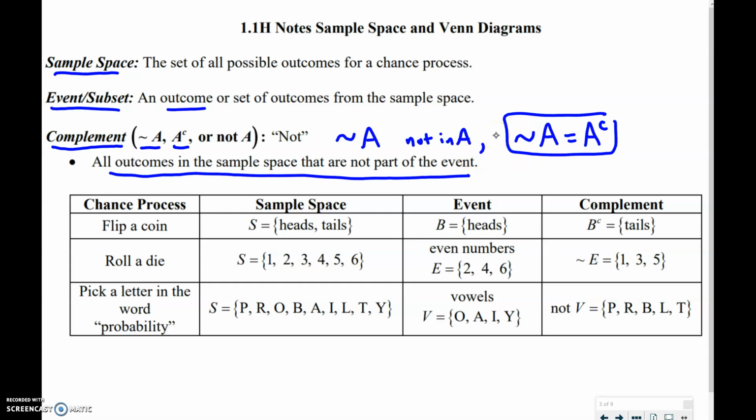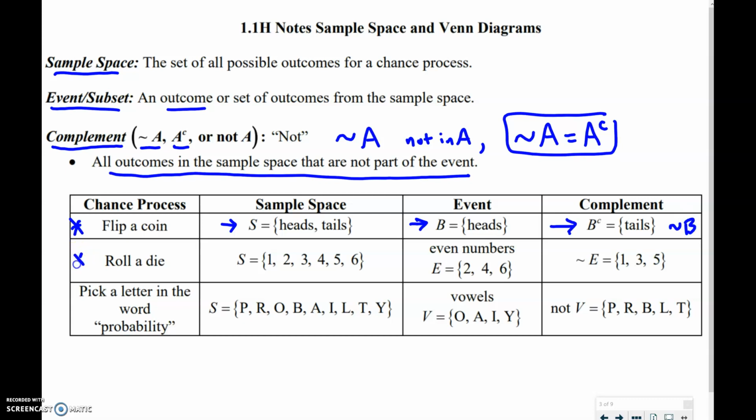All right, so a couple of different examples that we have here. If we flip a coin, two-sided coin, there's heads and there's tails. So our sample space or our possible outcomes would be heads and tails. If we set up an event that is just heads, that would mean that the complement would be the tails. Remember, that's also not B. So if you're not heads, you're tails, right? When you toss that coin.